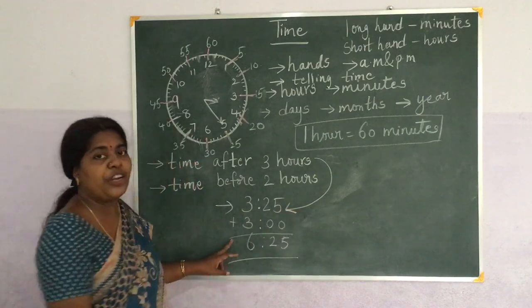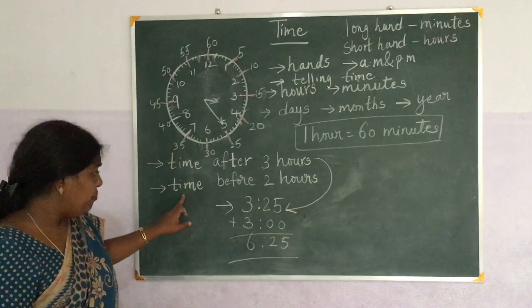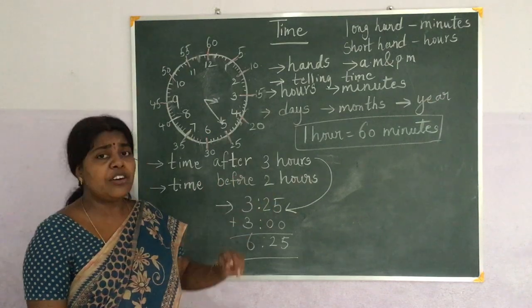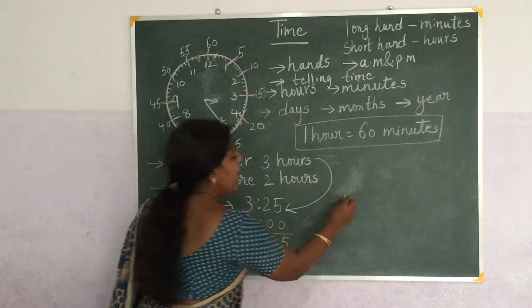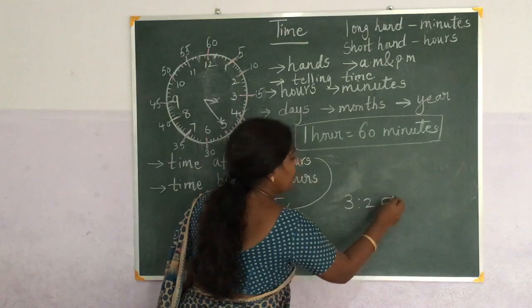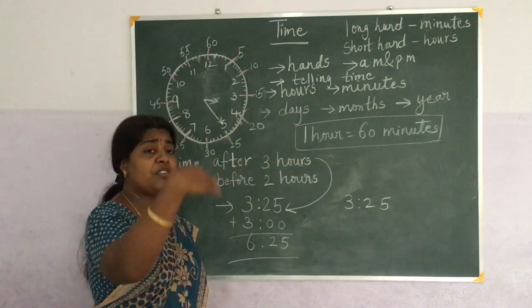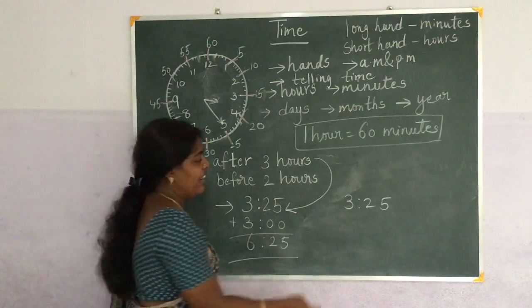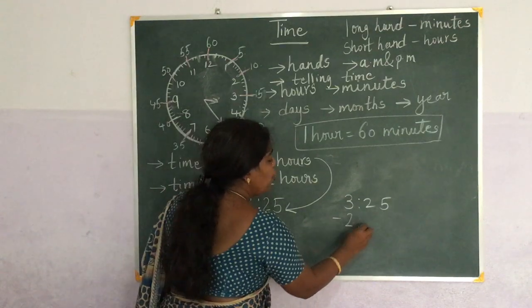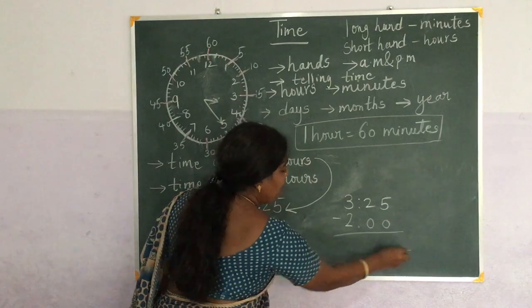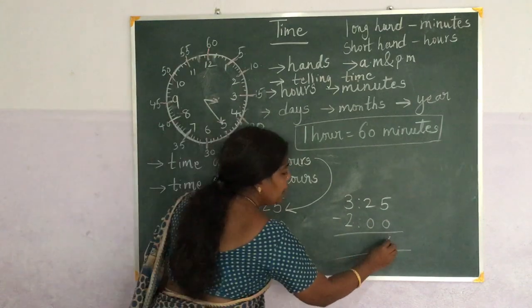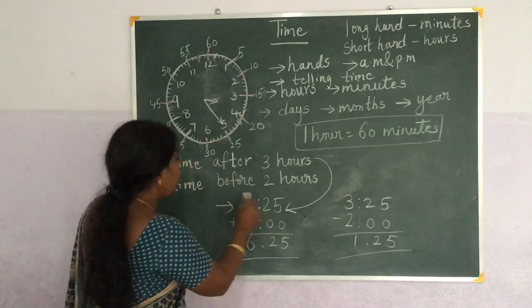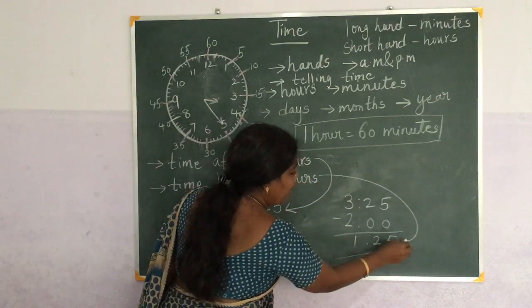for 3:25 is 6:25. Then, what is the time before? 2 hours before this time. Suppose the time is 3:25. What is the time before 2 hours? Before means you should go back. Going back is nothing but subtraction. You have to subtract 2 hours. Now if you subtract 2 hours, what will be the time? 1:25. So, the time before 2 hours.